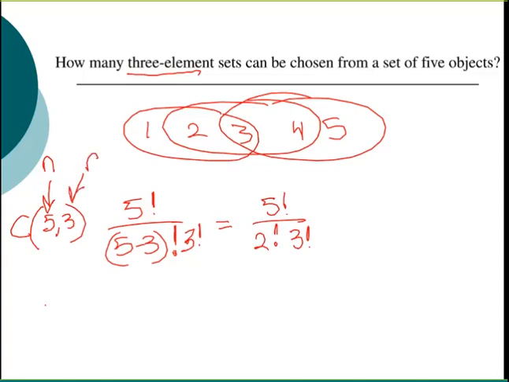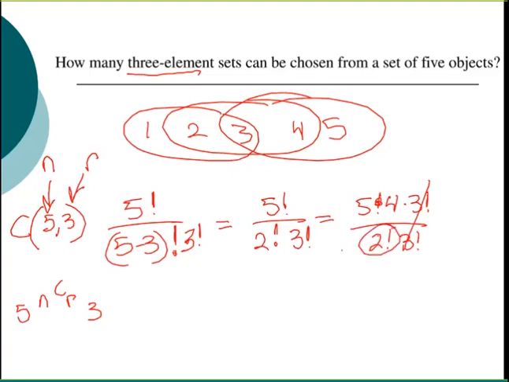Okay, so if you did it on your calculator, you would just say 5 nCr and then push 3, and it's going to give you the answer that I would get over here, which is 5 times 4 times 3 factorial over 2 factorial times 3 factorial. The 3 factorials cancel. 2 factorial is just 2 times 1, which is 2.